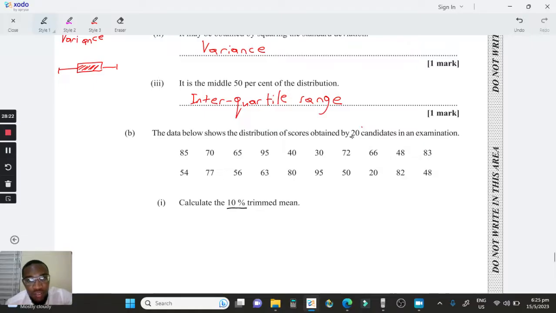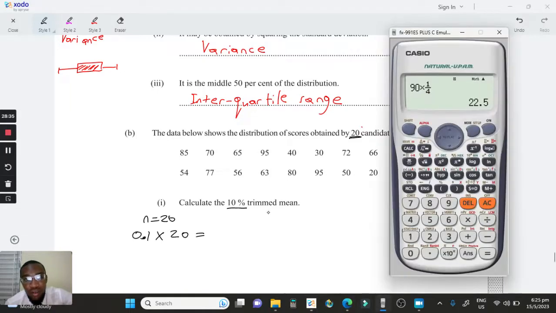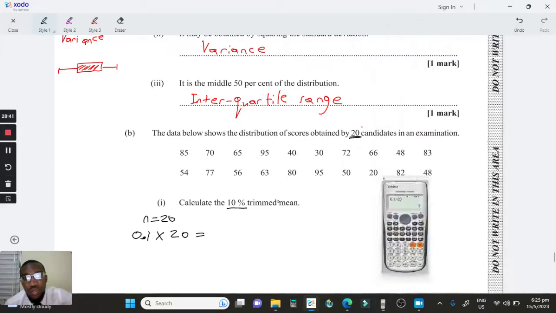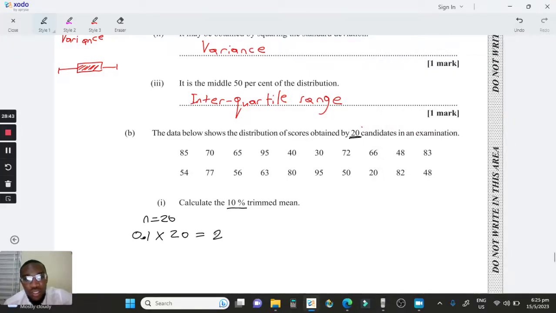So notice so far n is equal to 20, but we need a 10% trimmed mean. So we're going to trim off 10% of this. So 0.1 times 20, and we'll put that in our calculator, 0.1 times 20 is equal to 2. So we trim off 2. That means our new n is 18.